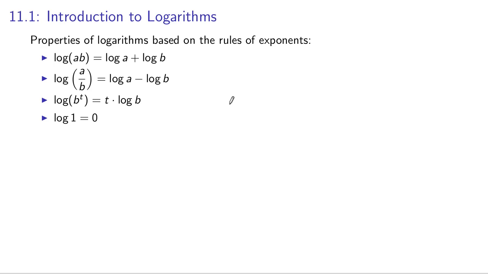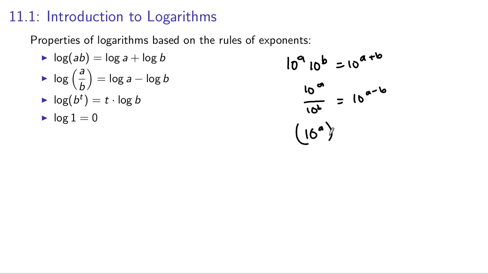So if we think about the rules of exponents, we had rules like this: 10 to the a times 10 to the b equals 10 to the a plus b. 10 to the a over 10 to the b, these common base rules, is 10 to the a minus b. And we also had the power to a power rule: 10 to the a to the b equaled 10 to the a times b. And these have direct extensions to logarithms, because if these are true, these are also true. Also, we knew 10 to the 0th was 1. So we can write similar properties of logarithms based on these rules of exponents.